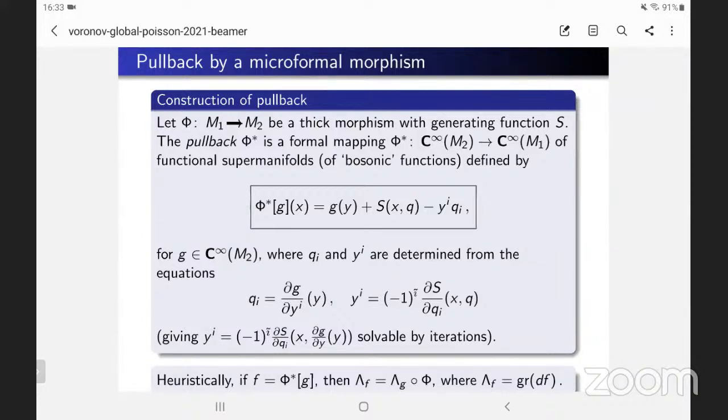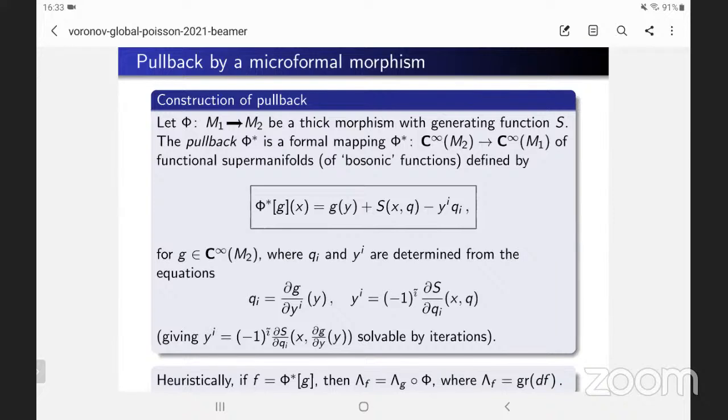How can you get this equation? Heuristically, it's very simple. You have a Lagrangian submanifold. If you don't want explicit formulas, it can be said in one sentence. A function defines a Lagrangian submanifold in the cotangent bundle, the graph of its derivative. Now we're given a Lagrangian submanifold in the direct product of cotangent bundles. We take the composition, and the result, by definition, should be the graph of the derivative of the function which is the image.